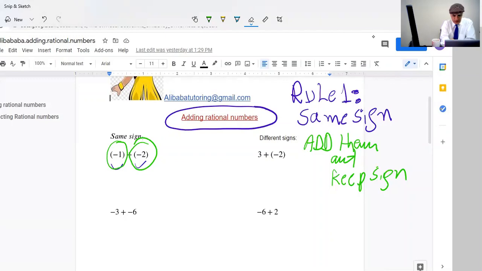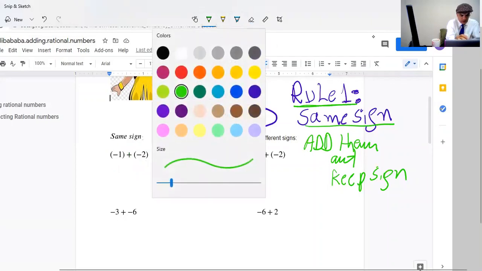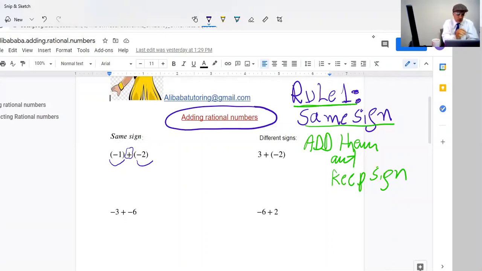So let's do an example of that. This is rule one, for adding numbers with the same sign. Here's an example. Let's try this example first. And let me erase this stuff. So we got -1 plus -2. So a -1 and a -2, between them is an addition. So I know this is an addition, and I'm going to look at the numbers I'm adding. Do they have the same sign? Yeah, the first one is negative, -1. Second one is negative, -2.